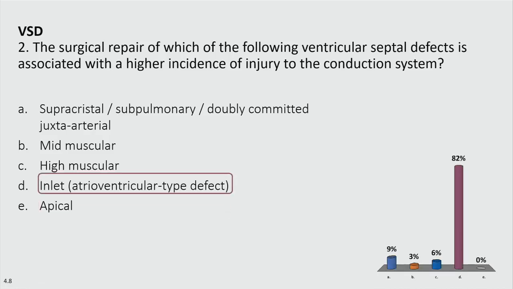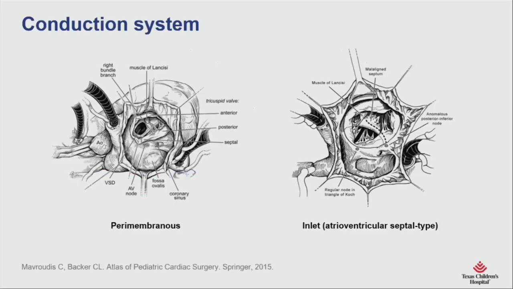Correct. So the inlet or AV canal type defects, along with the perimembranous defects, will be the most possibly affected. Why is that? Well, this is the anatomy of a perimembranous defect. As you can see, the AV node lives in what we call the triangle of Koch, which is the tricuspid valve, a little fold called the tendon of Todaro, and the coronary sinus.